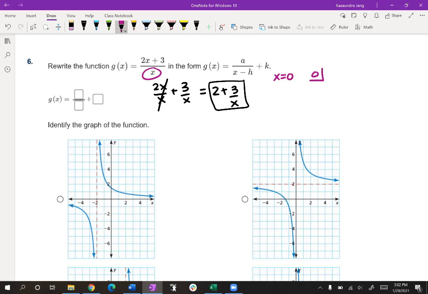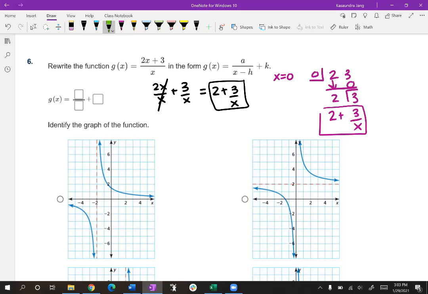So the 0 goes in the box. I've got a 2x plus 3, so there's my 2 and my 3. I bring down the 2, multiply by what's in the box, which is 0, add straight down for a 3. So this turns into a 2 plus my remainder over the current divisor. The x is what I was dividing by. All right, so I actually get the same thing with synthetic division.